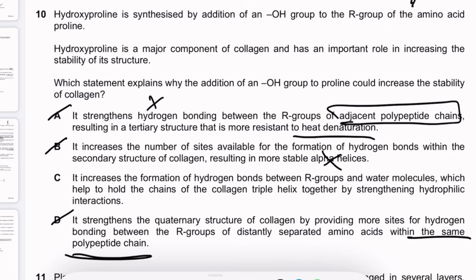Now, the formation of hydrogen bonds between R groups and water molecules, I guess that could be it. I mean, it does strengthen hydrophilic interactions. Part of collagen needs to be facing water. Yes, collagen is fibrous and it's not soluble in water, but the part that is facing water needs to be able to interact with it so that it doesn't coil up into itself and become non-functional. So I could pick C in this scenario.